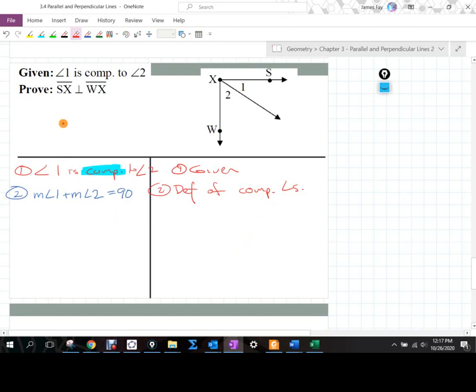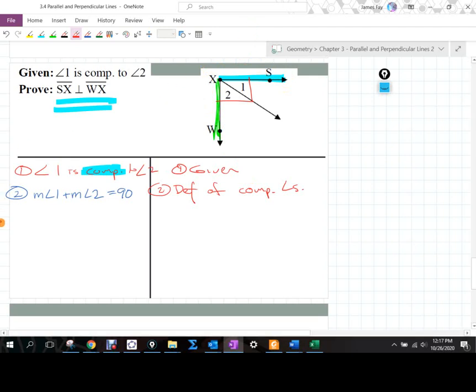In order to show that that line right there is perpendicular to that line right there, because that's what we're being asked to prove, we need to show that this is a right angle, right? That WXS is a right angle. Is everybody okay with that?